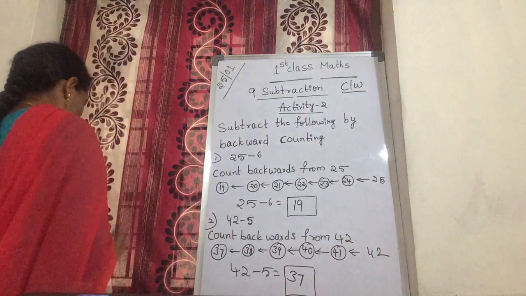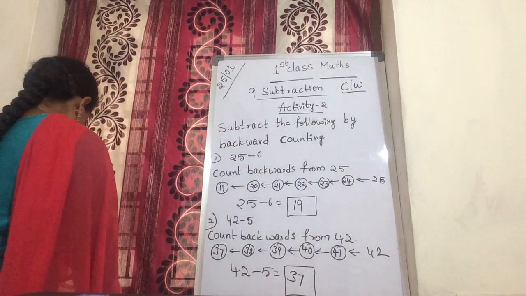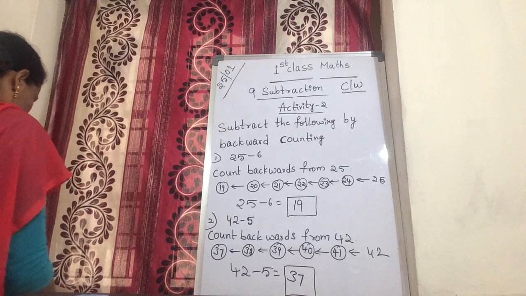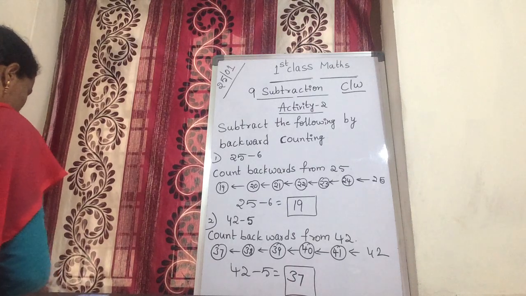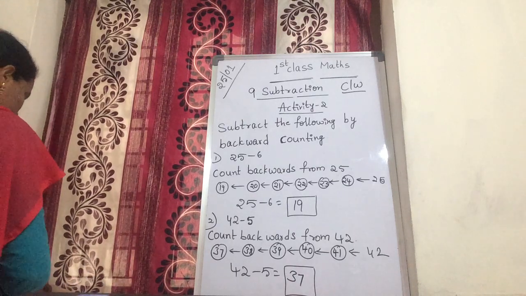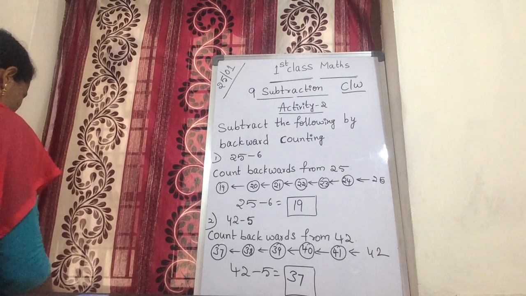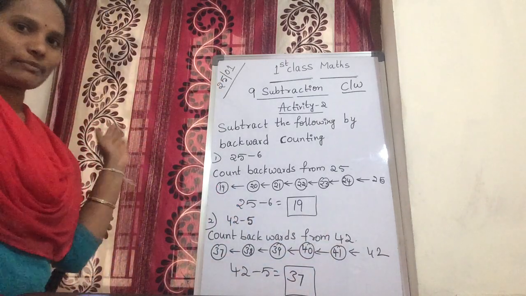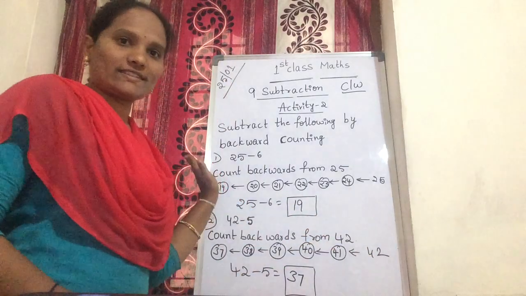Please copy it. Subtract, this is the backward counting. You can understand, children, how to count by backward. Now let's see one more problem. Please copy this. You are counting from 42 by backward. Means you will write before numbers. Okay.